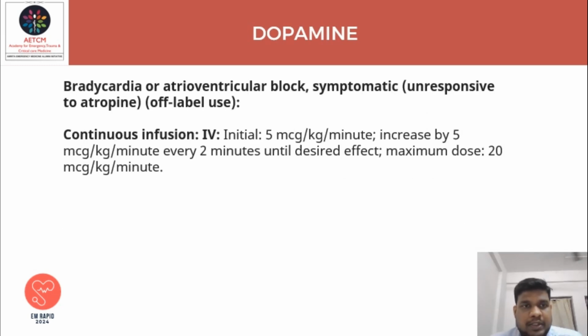Dopamine usage in bradycardia or AV block, or symptomatic bradycardia which is unresponsive to atropine. The usual dosage is IV continuous infusion, initial 5 microgram per kg per minute, and increase by 5 microgram per kg per minute every 2 minutes until the desired effect. The maximum dose is 20 microgram per kg per minute.